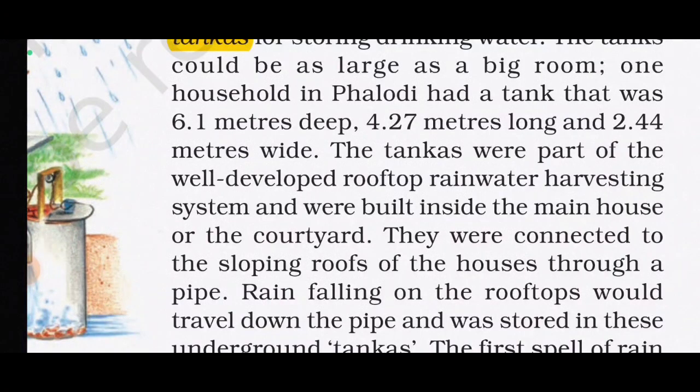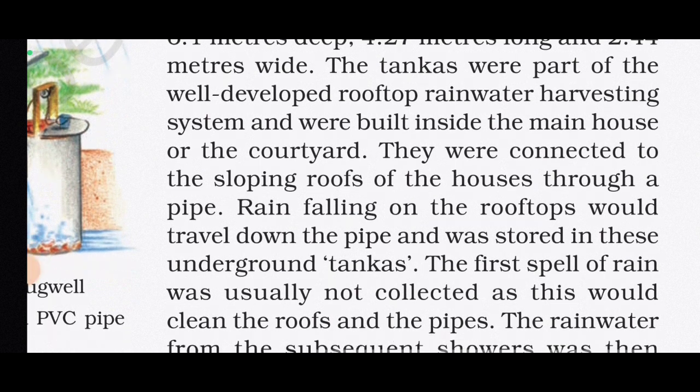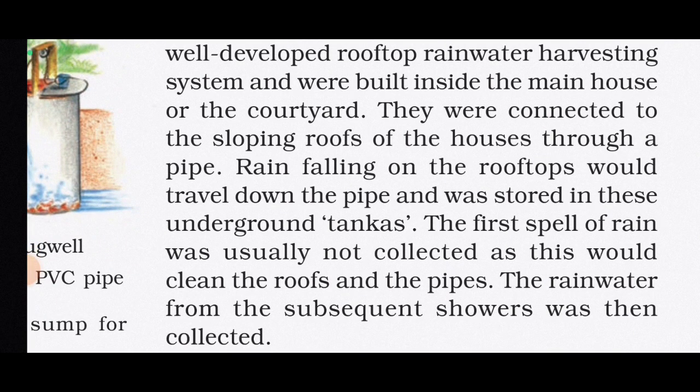Now the tanks could be as large as a big room, a tank that was 6.1 meters deep, 4.2 meters long and 2.4 meters wide. So the tonkas are part of the well-developed rooftop rainwater harvesting system and are built inside the main house or the courtyard, and they are connected to the sloping roofs of the houses through a pipe.